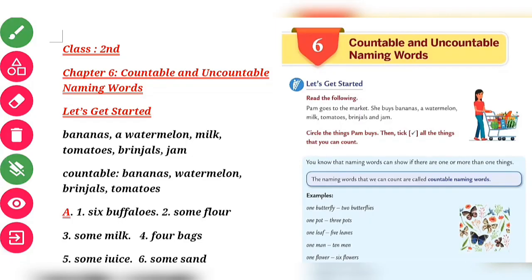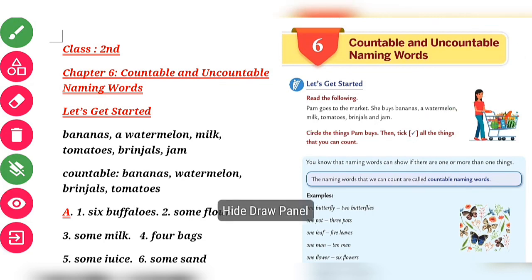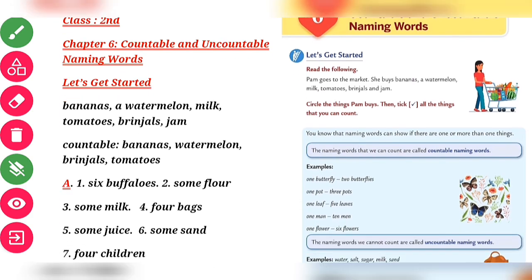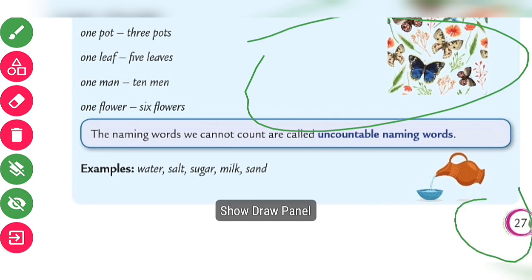Welcome to chapter number 6, countable and uncountable nouns. Okay, countable or uncountable nouns, or naming words. So without any delay, we'll begin the class. For that, you can take out your book, page number 27.